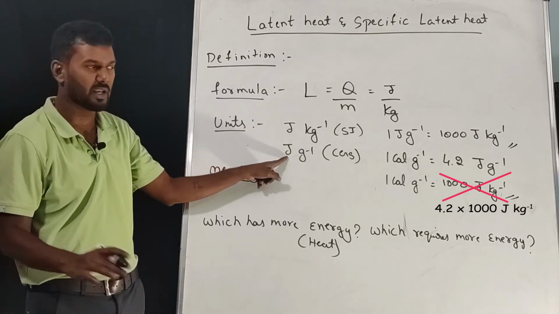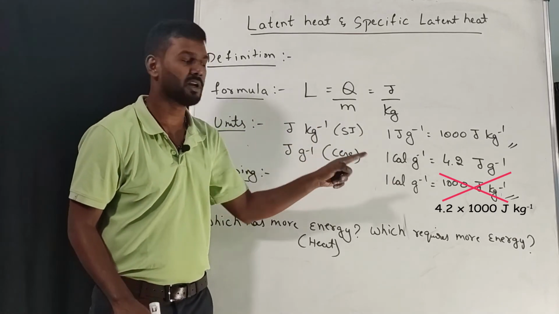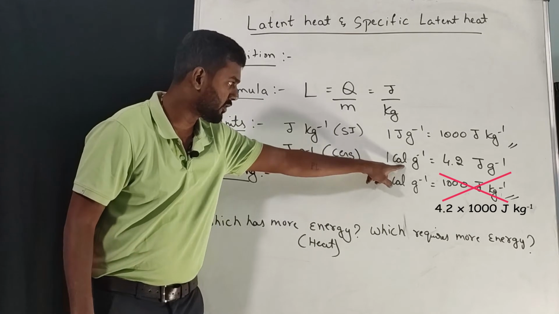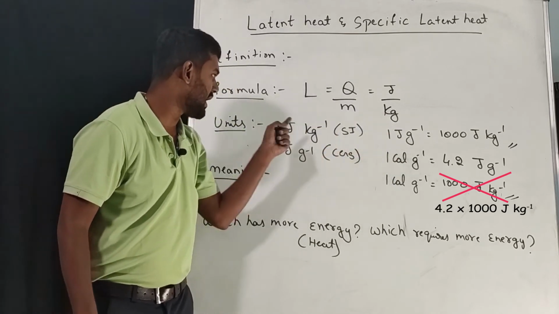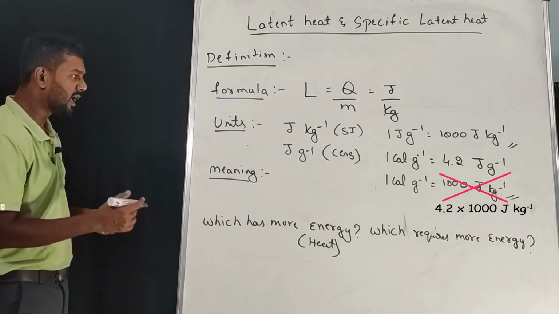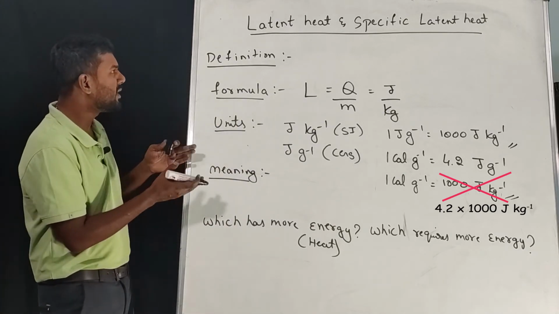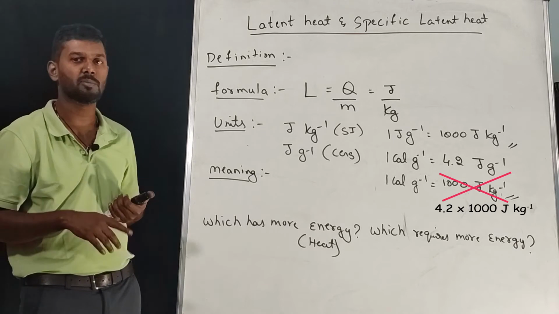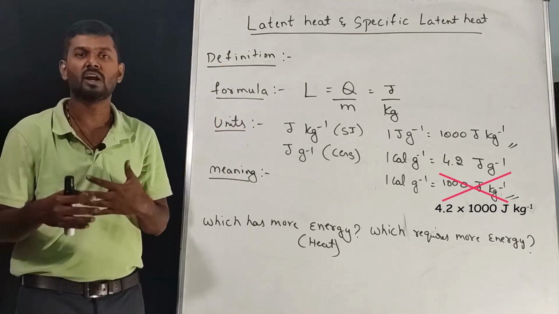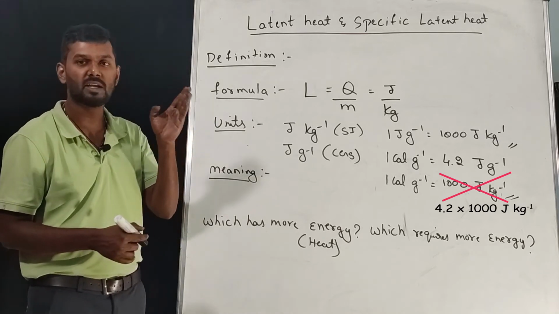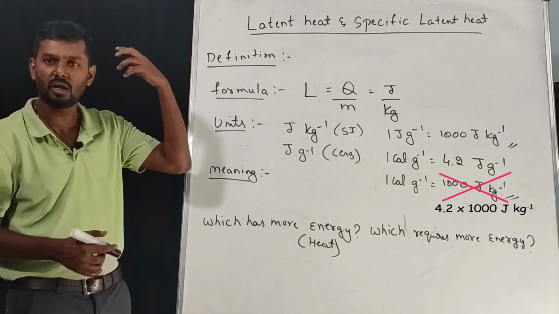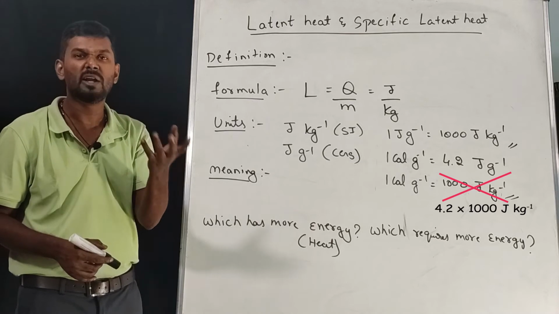These two units are enough. This is the conversion you should know. If you leave these two also, that is fine, but this conversion and these two units you should know. Then we'll talk about the meaning. What do you mean exactly by specific latent heat, because based on the definition we cannot understand everything all the time, correct? So what do you mean by specific latent heat of fusion? Fusion means nothing but melting of ice.